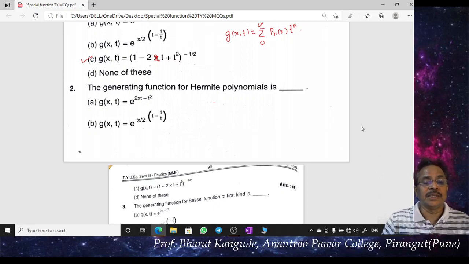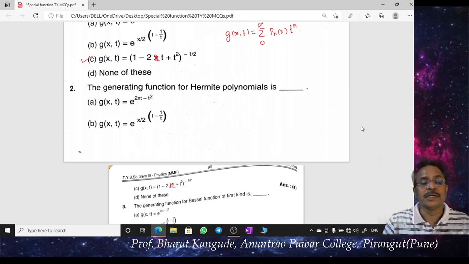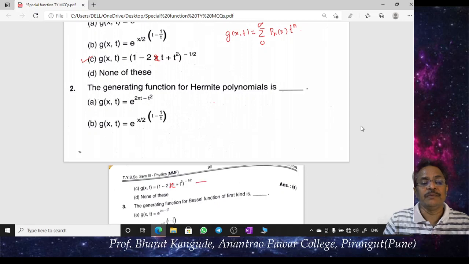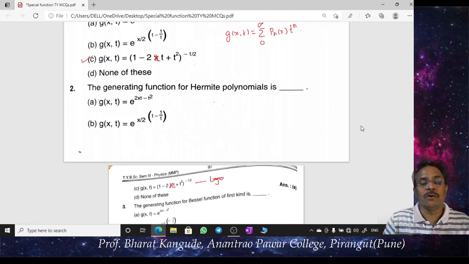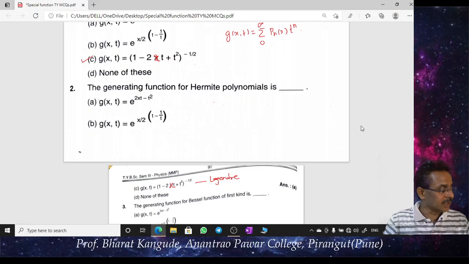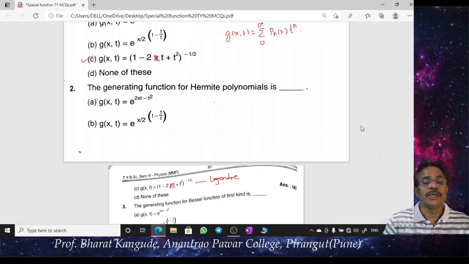Option C is g of x,t is equal to 1 minus twice x into t plus t square, raised to minus half. We have seen this is already the generating function of the Legendre polynomial. So the correct option in this case is as given by this, 1 upon twice xt.